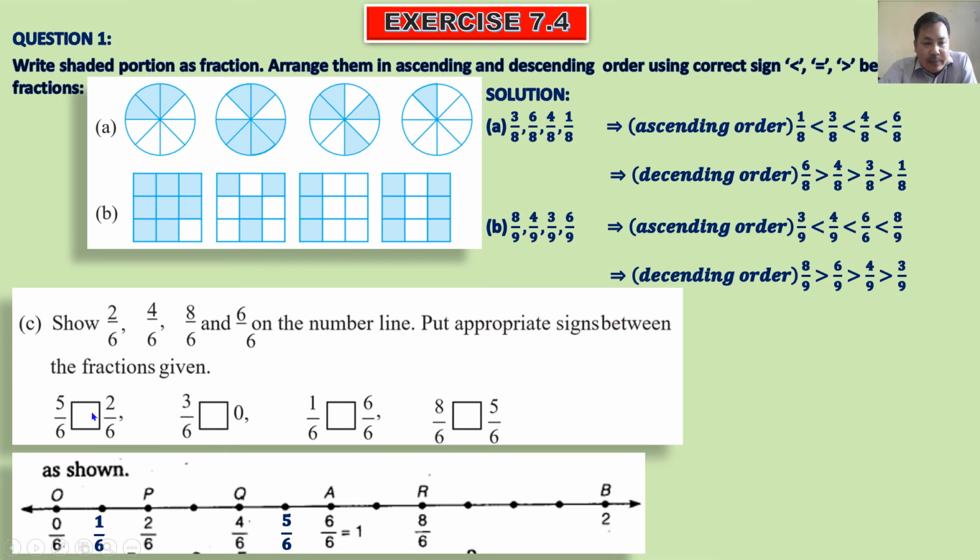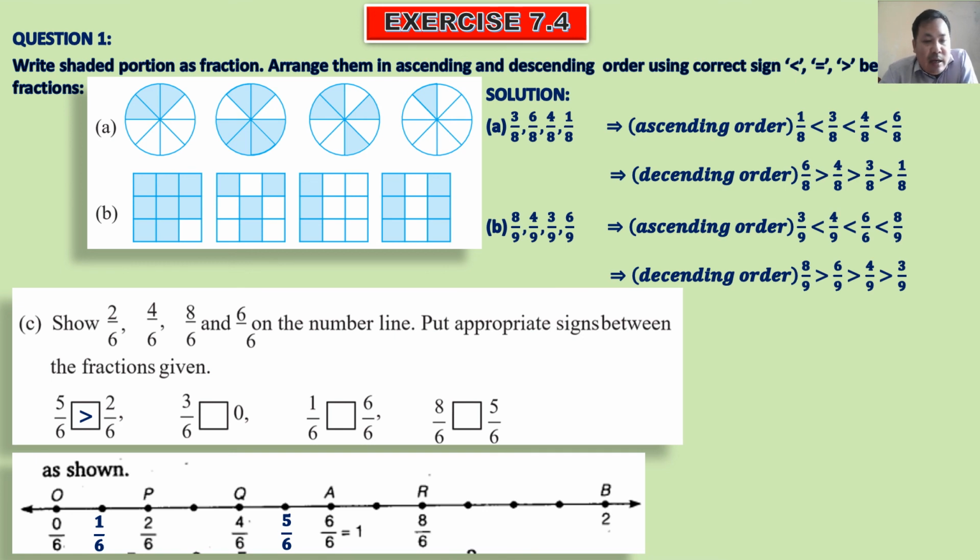Now you see here, which one, 5 by 6 or 2 by 6, is on the right side of the other? Which one will be on the right side, whether 5 by 6 or 2 by 6? Where is 2 by 6? 2 by 6 is here, and where is 5 by 6? 5 by 6 is here. So now we can understand that 5 by 6 is on the right side of the 2 by 6. That means the fraction on the right side is having larger value, I mean it is larger. That means we are going to keep the sign like this. That means 5 by 6 is greater than 2 by 6.